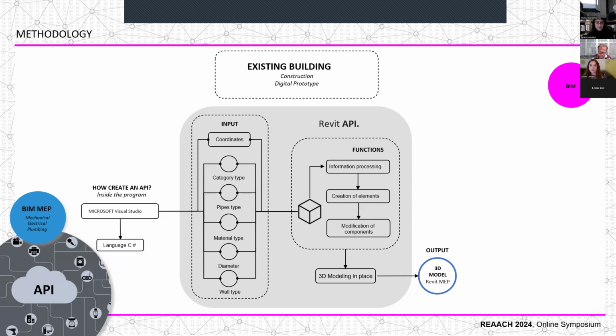The first step is to define the input properties obtained from the collected data, including coordinates, for example, category types, installation type, material, diameter, and so on. This information is classified and linked according to the function to be executed with the API. Next, we process the data to enable the creation of new elements and modification of the existing components. Finally, after implementing those processes, we generate the in-place 3D element within Revit, resulting in a 3D MEP model that reflects all the defined characteristics.